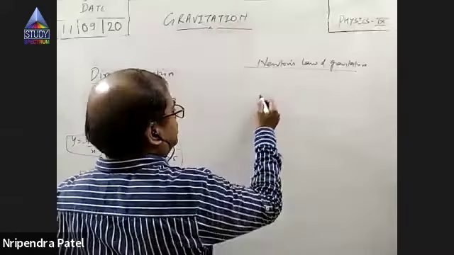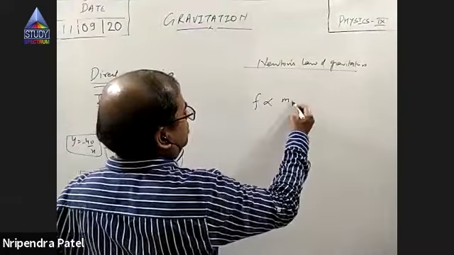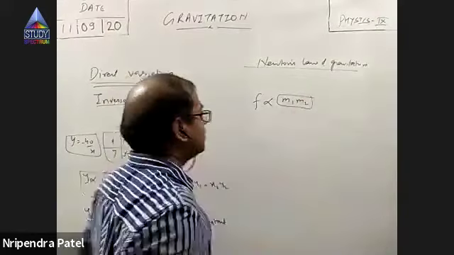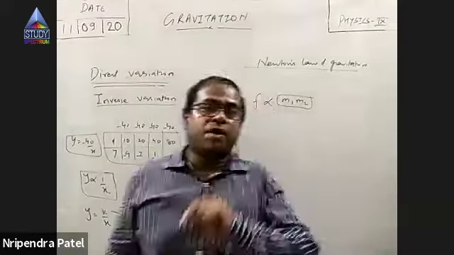Right? So he said force is directly proportional to the product of the masses. Means what? Double the product of masses, and the force will be doubled. If one of the masses is doubled and the other is made 4 times, then the force will increase by how many times?